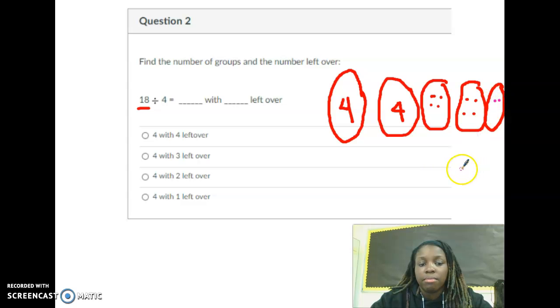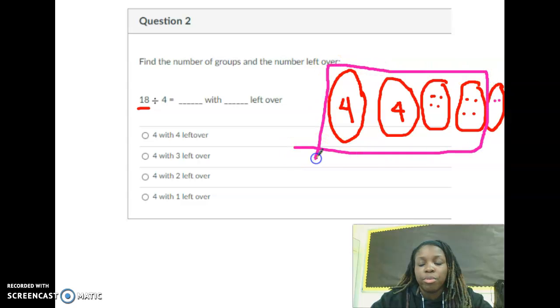17, 18. So how many groups are there? There's only 4 full groups. When I say groups, not the whole thing, how many full groups are there? There are 4 full groups with how much left over? Good. 2 left over. So my answer would be C, 4 with 2 left over.